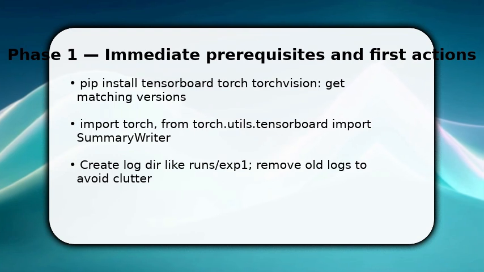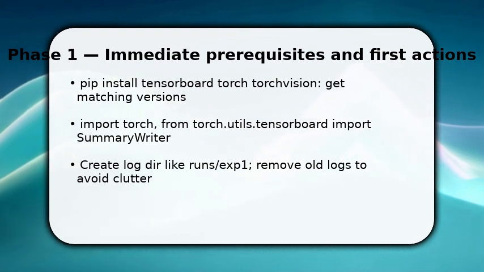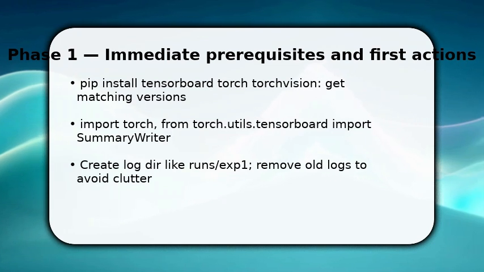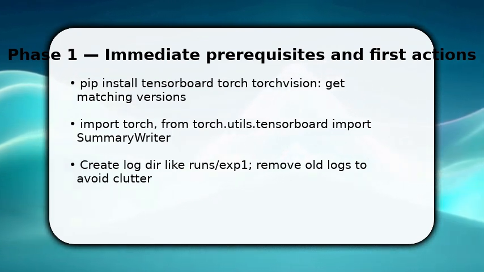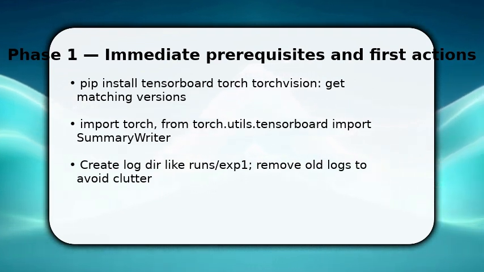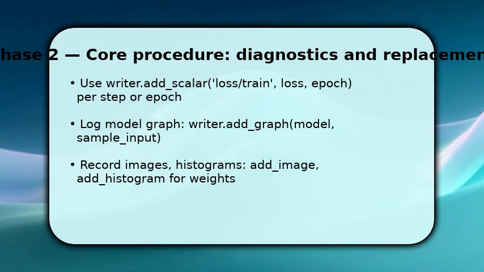Make sure to remove old logs if you want a clean timeline. This first step establishes the writer process and file locations. Without it, events won't appear. Next, instantiate SummaryWriter with log_dir equals runs/exp1. You now connect training to TensorBoard by logging meaningful artifacts.